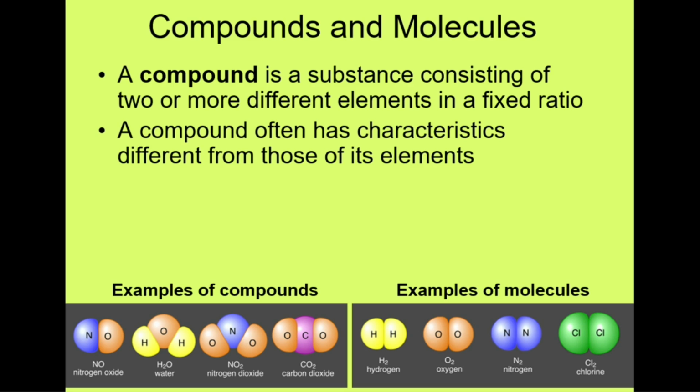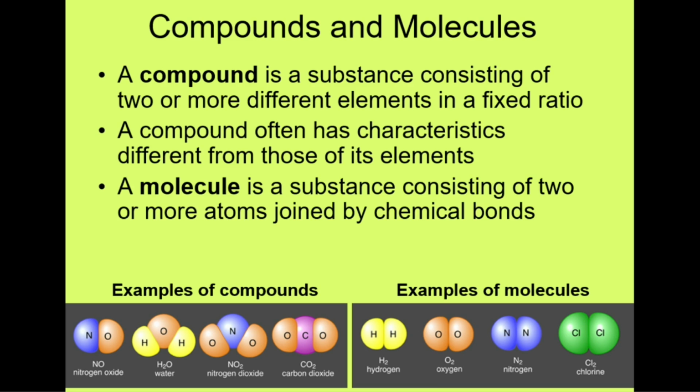The example that is often used is sodium chloride. So you take the metal sodium and the gas chlorine, combine them in the fixed ratio of 1:1, and you get sodium chloride, or normal table salt. Okay, so that's compounds then.